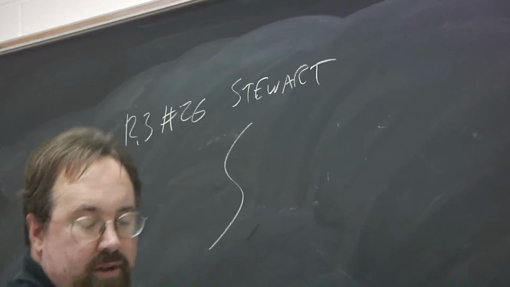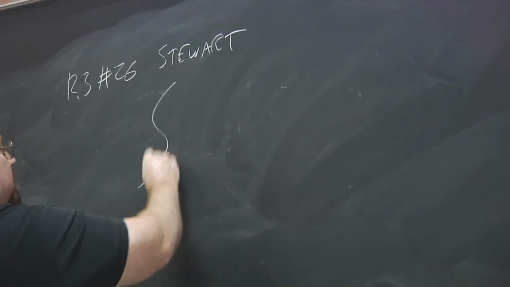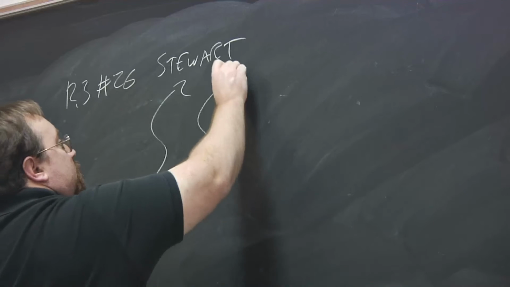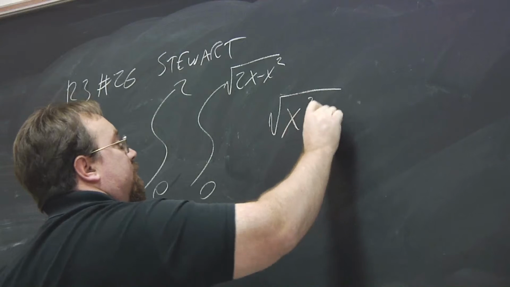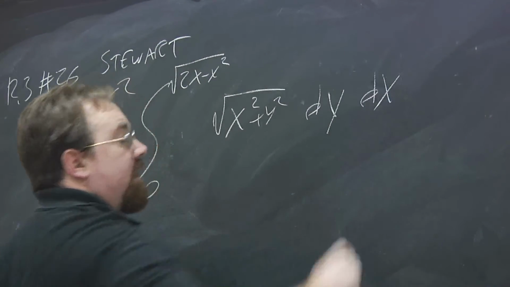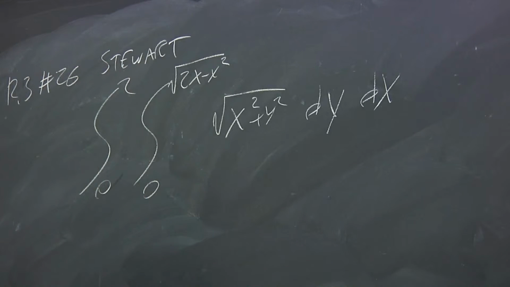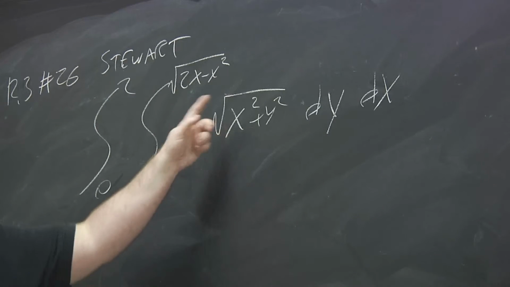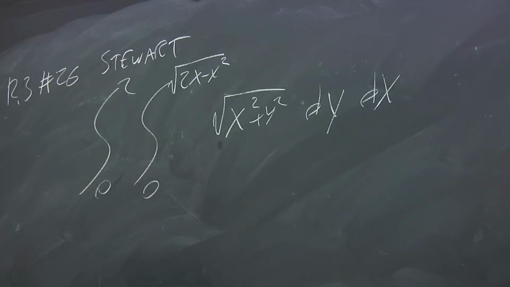So it's the integral, described in terms of x and y, from 0 to 2, and from 0 to square root of 2x minus x squared, of square root of x squared plus y squared, dy dx. So the idea is you convert this integral to polar coordinates and integrate it that way, because expressions of this form aren't fun. They require trigonometric substitution, kind of want to avoid that kind of thing.